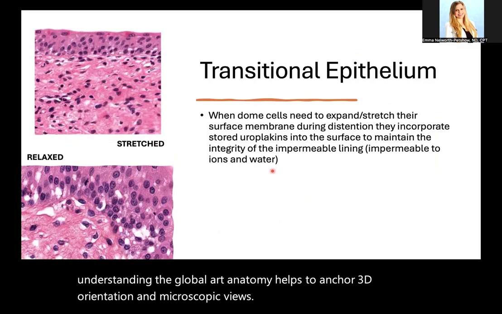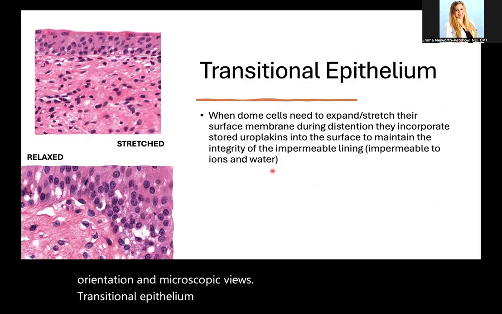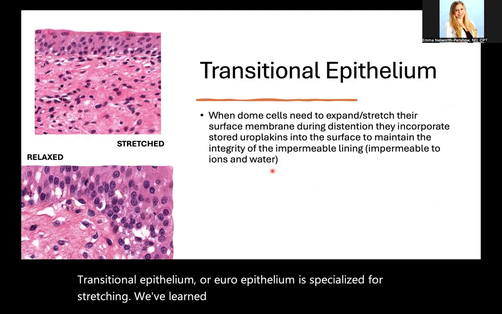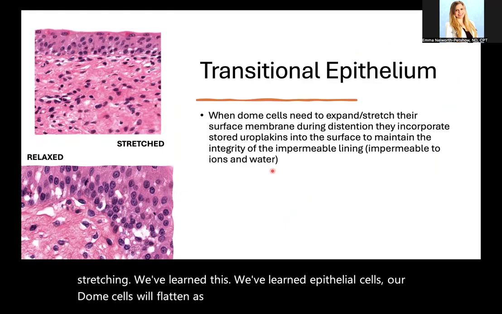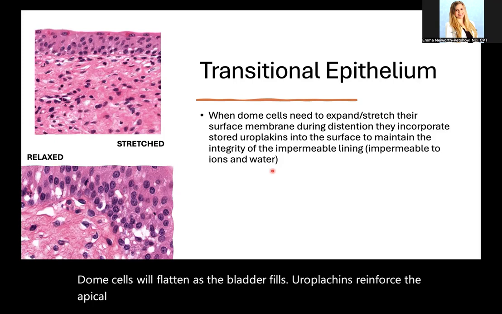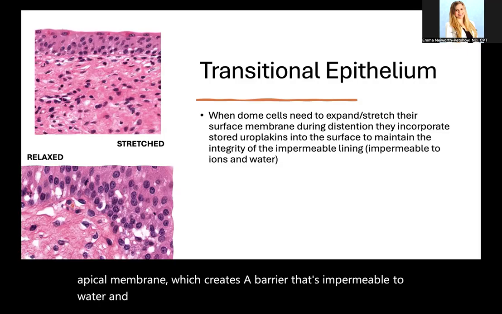Transitional epithelium, or uroepithelium, is specialized for stretching. We learned this when we learned epithelial cells. Our dome cells will flatten as the bladder fills. Uroplakins reinforce the apical membrane, which creates a barrier that's impermeable to water and ions. Recognizing a relaxed state here versus a stretched state here is key in histology.